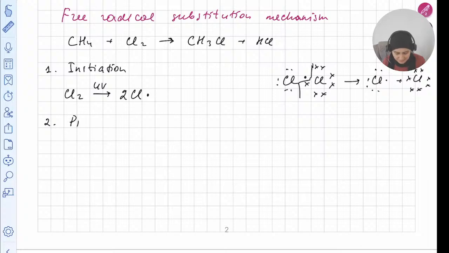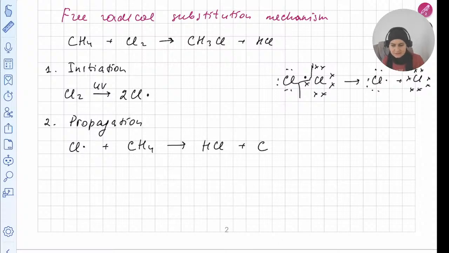Then the next step is propagation. In propagation, we take our free radical that was formed and react it with whatever molecule we have, so with a molecule of alkane, so with CH4. And the chlorine radical would take away hydrogen with its electron. So you would form HCl and CH3 radical.